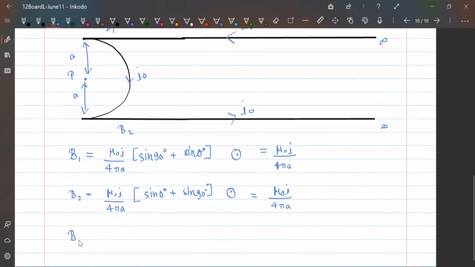And then magnetic field due to the circular wire, that is half mu naught I by 4A, and this will also be out of the plane. So all the magnetic fields are out of the plane, so they will get added up. So net magnetic field will be mu naught I by 4 pi A, 1 plus 1, that will be 2. And here to take pi common, I'll multiply by pi. So this will be (pi plus 2) mu naught I by 4 pi A. And the direction is out of the plane.